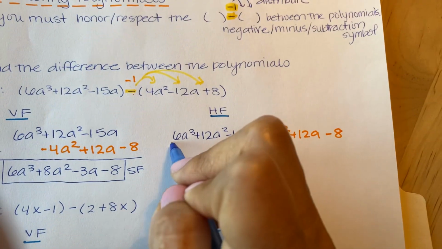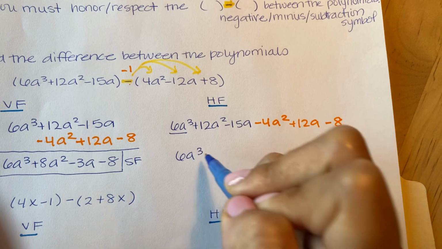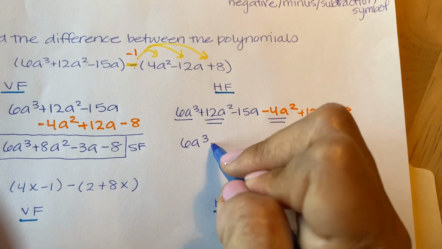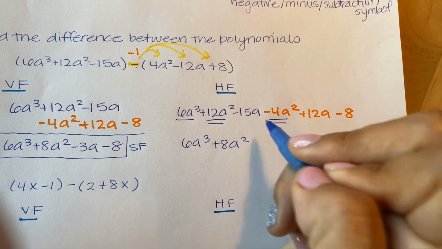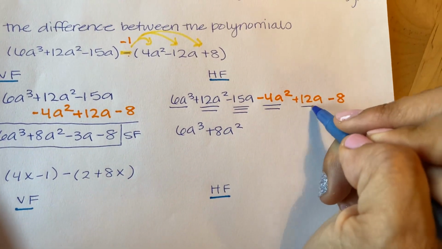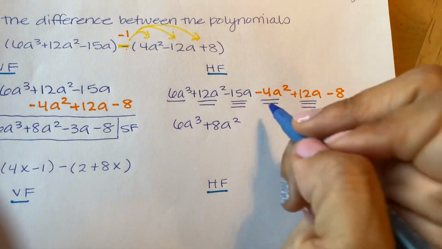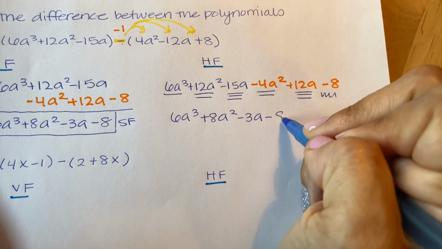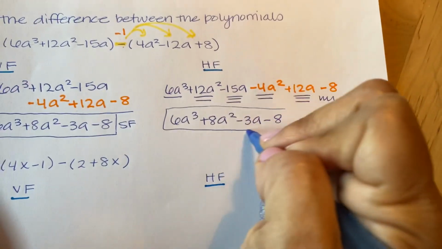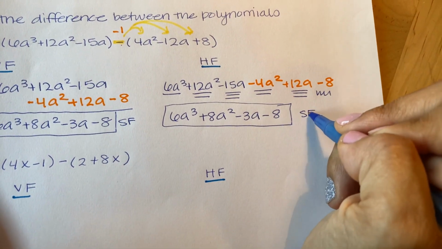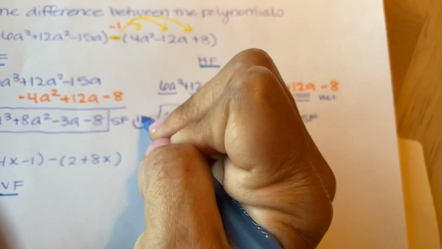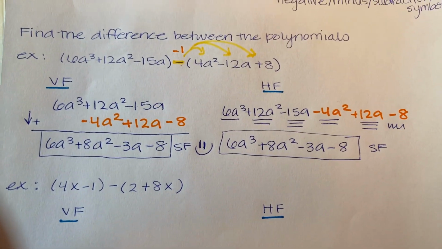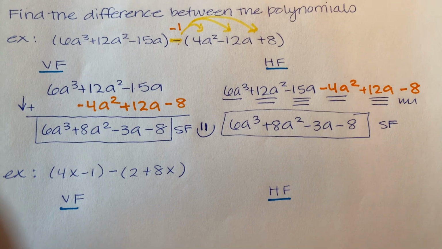So I have an a cubed, so 6a cubed. I have an a squared and an a squared, so 12 minus 4 is 8a squared. A term, -3a, and then of course I have my constant. And so there is your standard form answer. And they both match. Put the guys on top of each other. They both match. So again, it's just your preference.